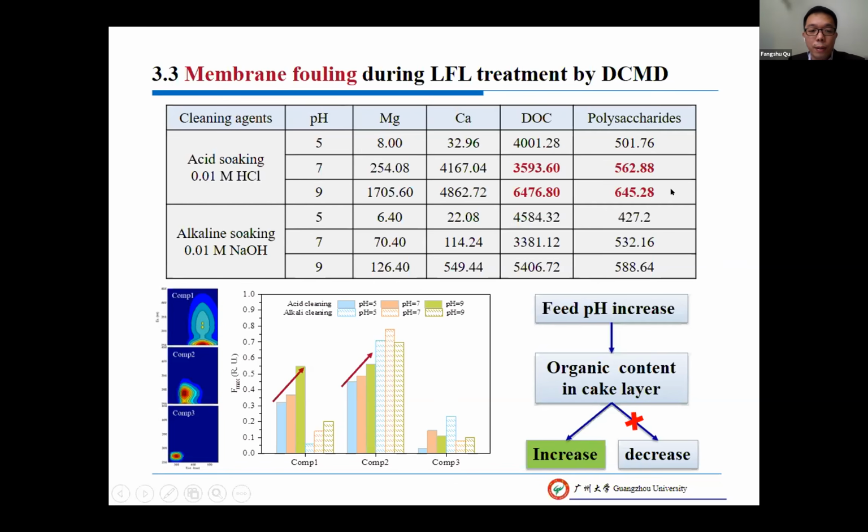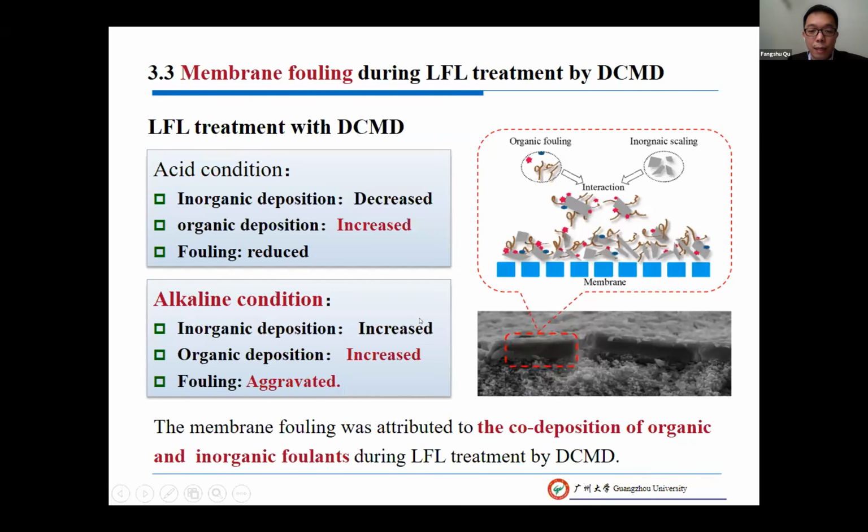The second point is that when the pH increased from 7 to 9, the organics in the cleaning waste increased rather than decreased. From this result, it can be found that organic deposition was enhanced at a low pH condition due to the reduced electrostatic repulsion. However, the organic deposition was also enhanced at the alkaline condition due to the cohesion of the organics and the inorganic foulants. This is something we find is new.